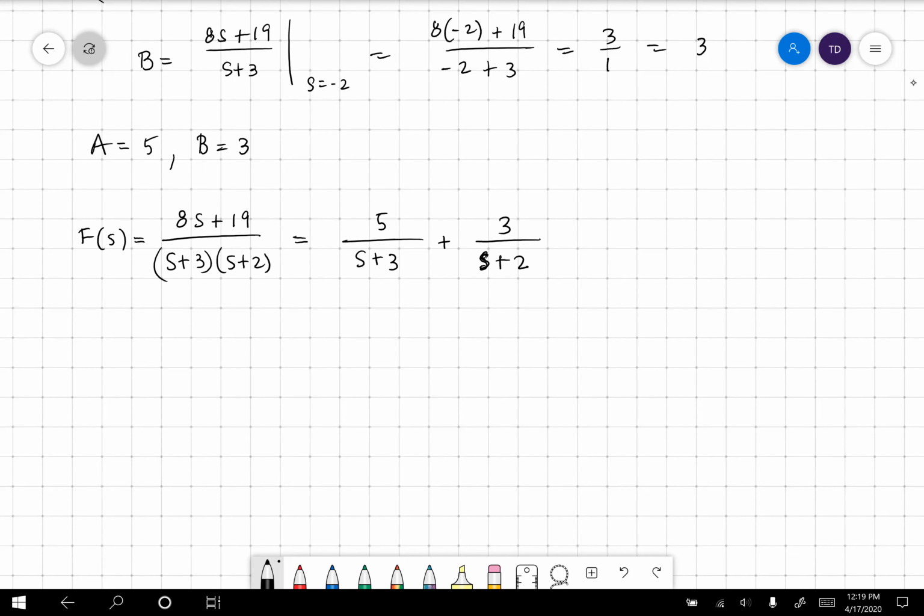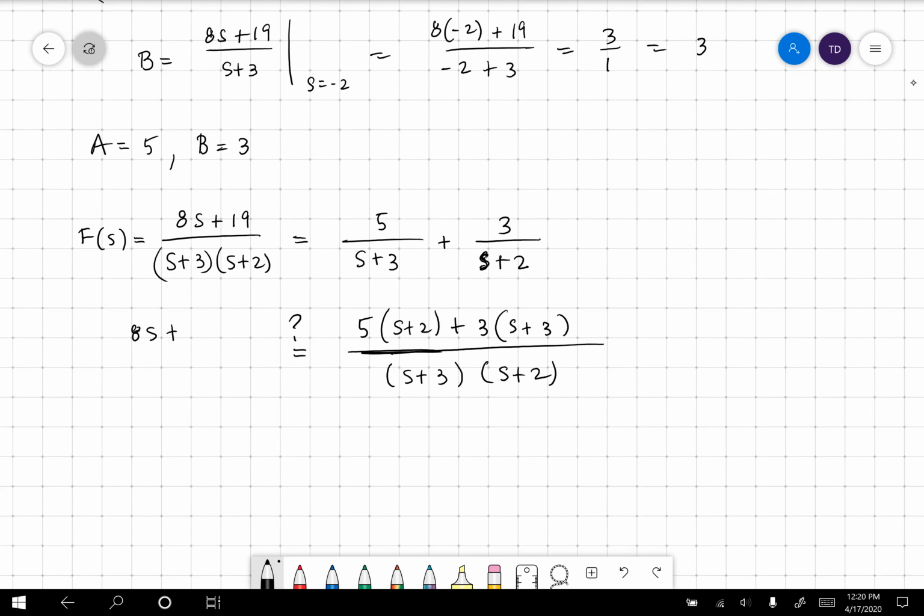Now you can use Jack's method. Let's use Jack's method and verify that in fact that is true. So what Jack said is form a common denominator over here, (s plus 3)(s plus 2). And now in the numerator, it's going to be 5 times (s plus 2) plus 3 times (s plus 3). And we want to check and see, hey, is that equal to (8s plus 19) over (s plus 3)(s plus 2)?